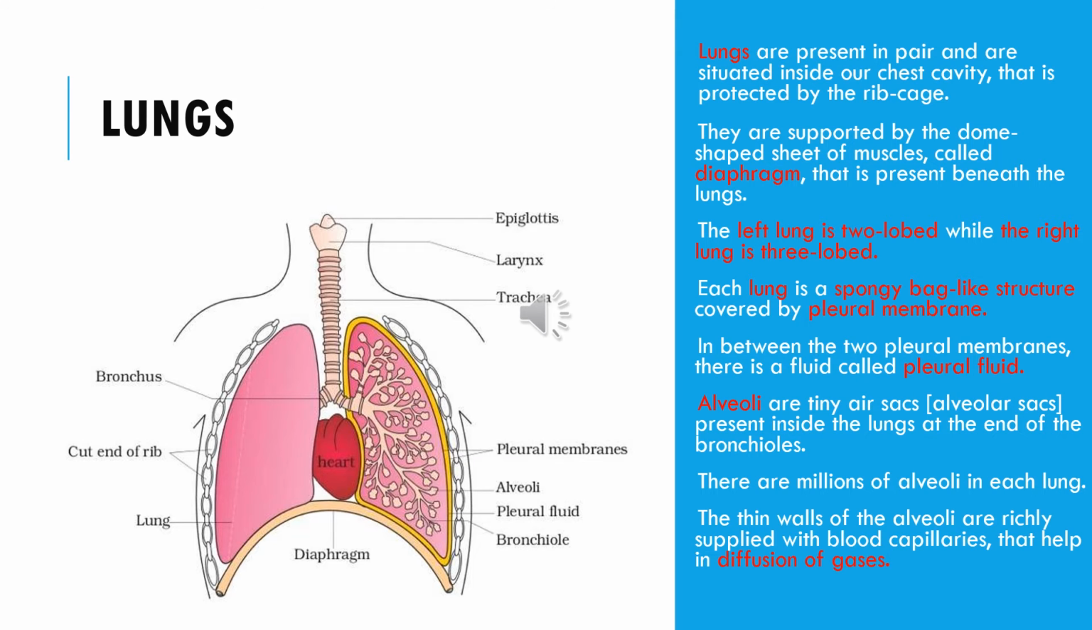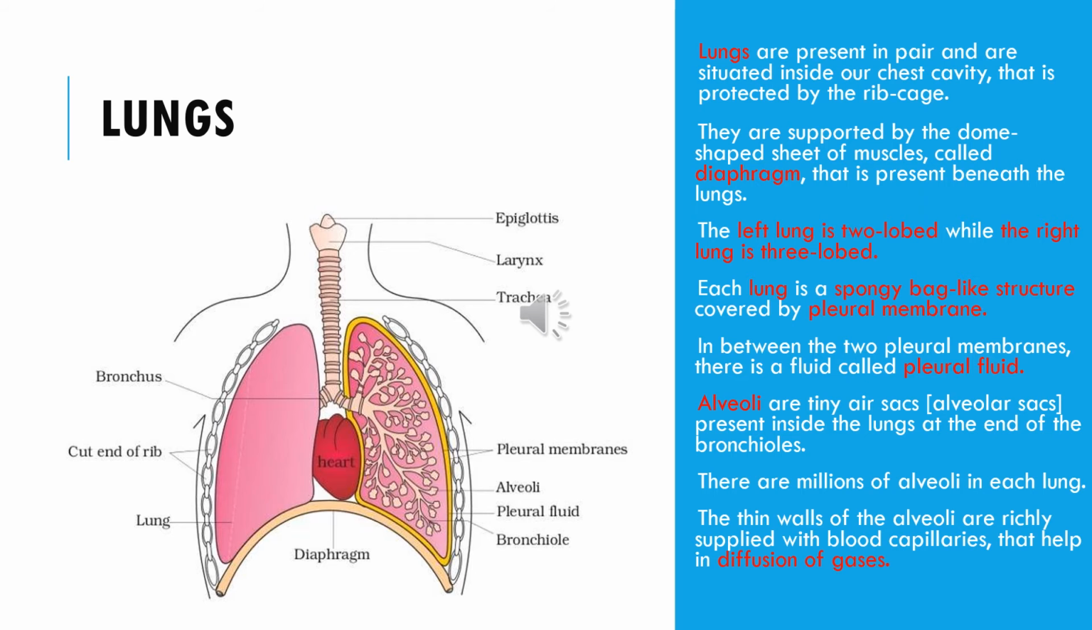Lungs are present in a pair and are situated inside our chest cavity that is protected by the rib cage. They are supported by the dome-shaped sheet of muscles called diaphragm that is present beneath the lungs. The diaphragm separates the chest cavity and the abdominal cavity. The left lung is two-lobed while the right lung is three-lobed. Each lung is a spongy bag-like structure covered by pleural membrane. In between the two pleural membranes, there is a fluid called pleural fluid.